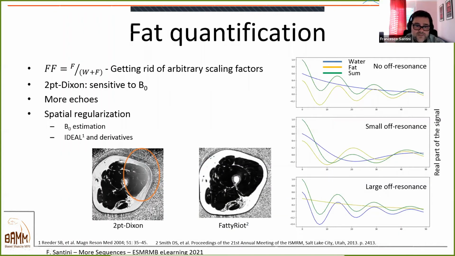Of course, the 2-point Dixon has some problems because in some cases you might have a situation like this. You try to reconstruct the water and fat, but the signals from the water and fat are experiencing a B0 inhomogeneity here. So the signal that actually goes out of phase, instead of being the one from fat, is the one from water. And then you don't know anymore if the output has to be water or fat. And you have these very characteristic swaps.